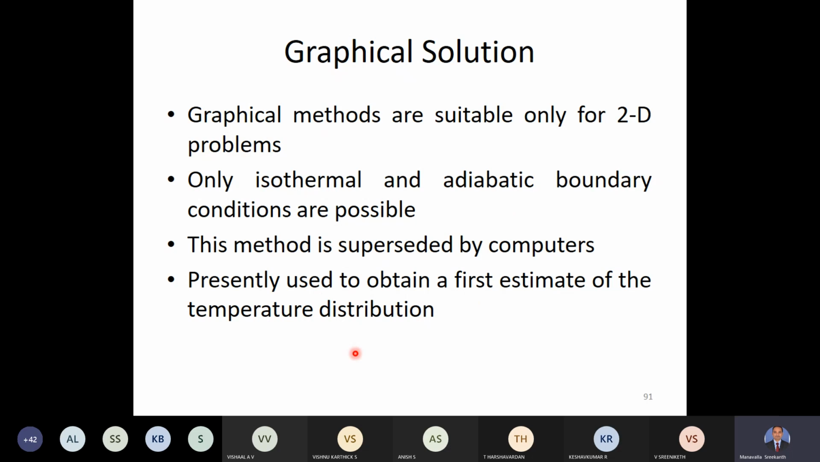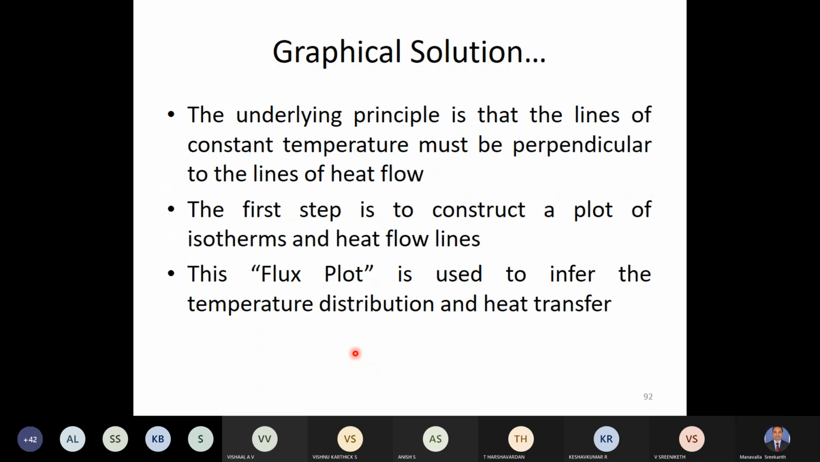So before we actually venture into the computers or analytical solution, it's always good to have this graphical solution. So how is this graphical solution done? The underlying principle is that the lines of constant temperature must be perpendicular to the lines of heat flow. So we are talking about two different lines. What are they? Lines of constant temperature. That means the isothermal lines must be perpendicular to the lines of heat flow. Lines of heat flow means heat flux lines. So heat flow lines and constant isothermal lines must be perpendicular to each other at any point wherever they cross.